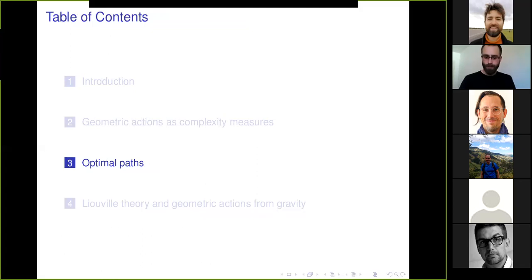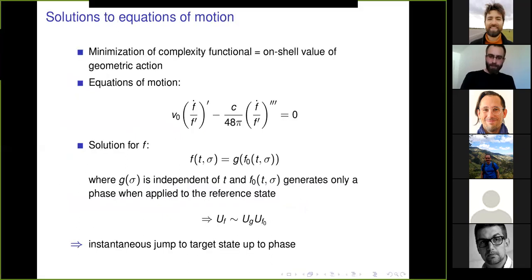Okay, then let me go on by deriving the optimal path of this complexity functional that I have defined now. So basically the on-shell value of the geometric action is what I want to derive now. And as we will see, these optimal paths take on a very simple form. One could say that this form of the optimal path is a bit degenerate. Let me just explain this to you in detail.